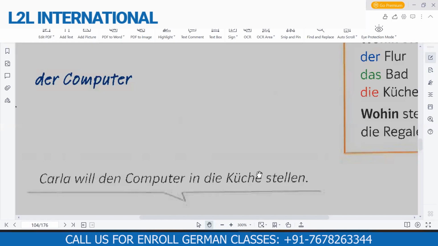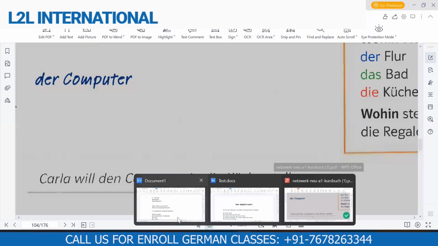Modal verben. Sana, we did modal verben, right? Okay, yes, ma'am. So in modal verben, the verb goes at the last without conjugation. So that will is the modal verb here. Kalra wants the computer in the kitchen. That's why will is the modal verb here, and we have put a verb at the last place without conjugation. Yes, ma'am. Got it. Got it, Sana?